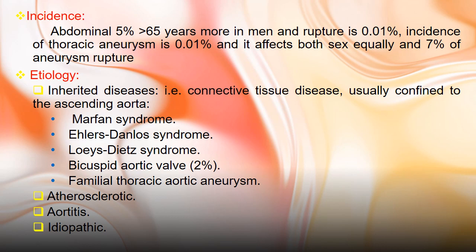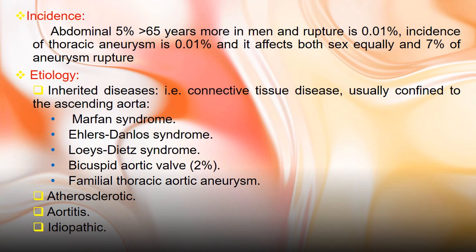The epidemiology of aortic aneurysm. The incidence of aortic aneurysm is 5% in patients above 65 years old, more common in men than women. The incidence of aortic rupture in general is 10 patients per 100,000, while the incidence of rupture of aortic aneurysm is nearly 7%.